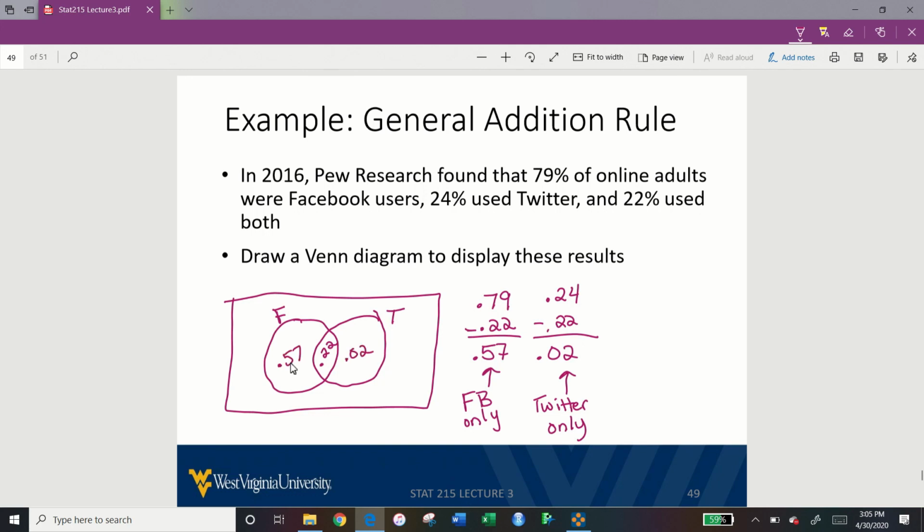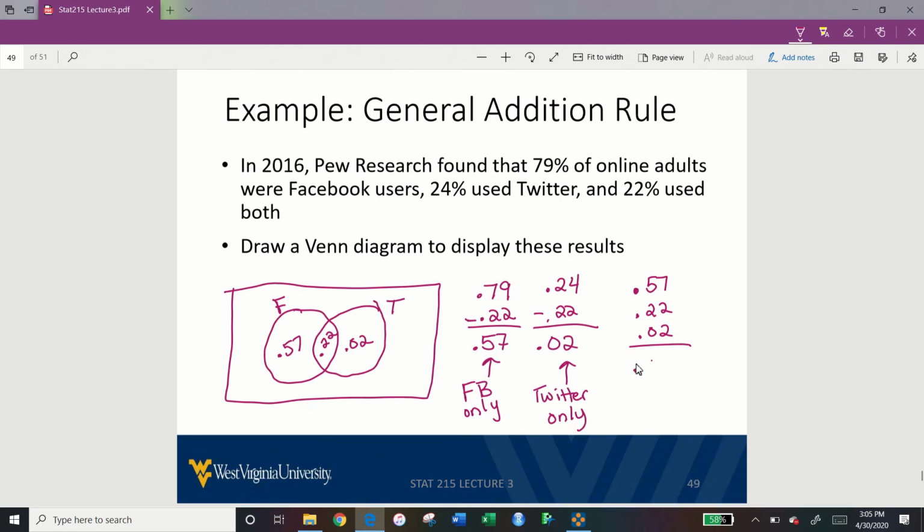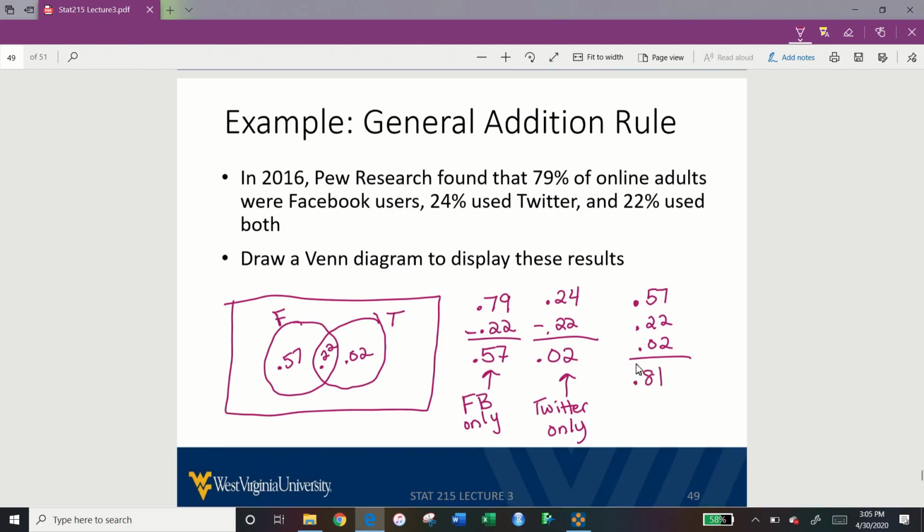Okay, very good. Now, just for the fun of it, we've got our Facebook users, our Twitter users, the people who use both. What about the people who use neither? Let's figure them out. So we should know, using our rule, that if we add up 0.57, 0.22, and 0.02, that will give us our union. And that equals 0.81. So that is the percent of people who use Facebook, Twitter, and both.